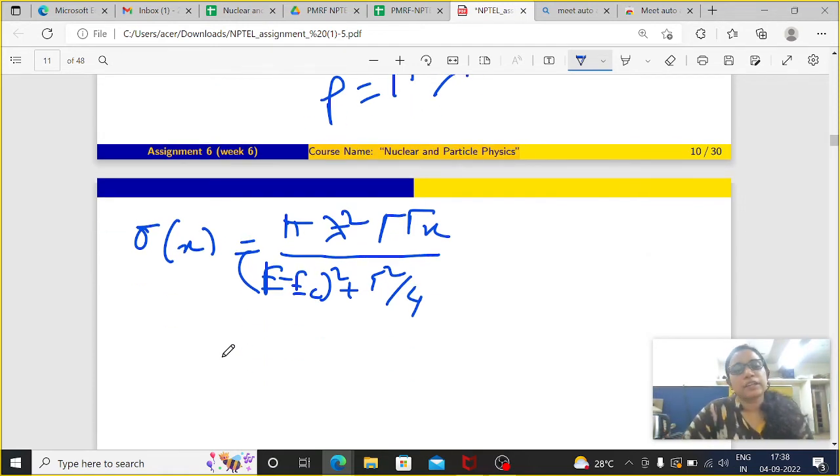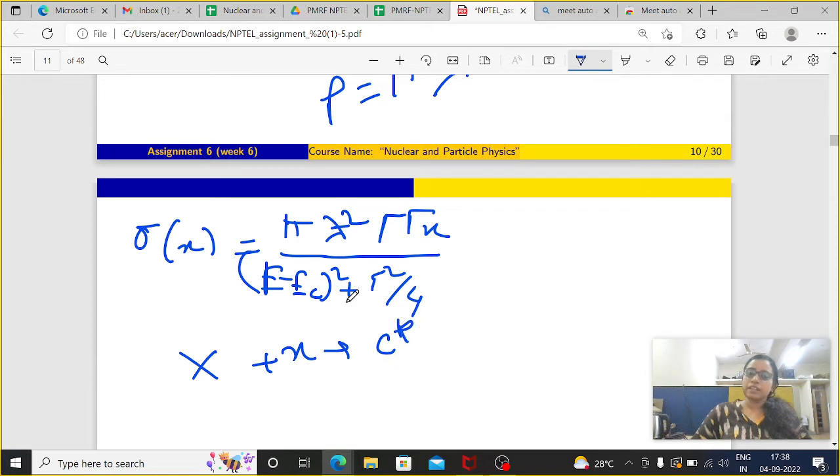And in that Breit-Wigner formula, we are not talking anywhere about the spin of the particles, like spin of capital X, spin of small x, spin of C, spin of y, spin of capital Y. We are not talking about all these things. We are just talking about spinless particles here. But if spin is there for any particle, like obviously in the reaction capital X plus small x will be C star, if there is any spin, let's say for capital X or for small x, then what will be the expression for sigma x?